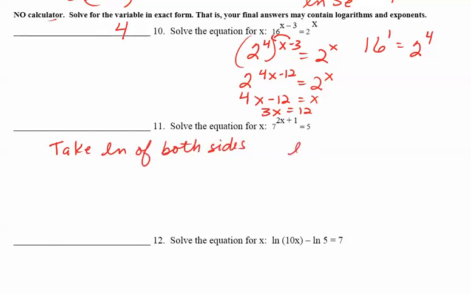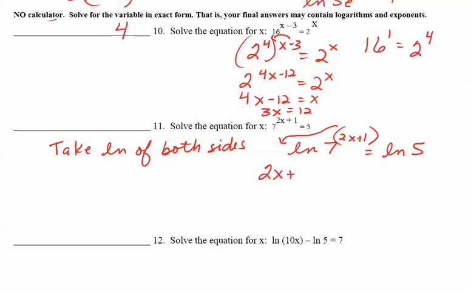So it would now look like the natural log of 7 to the 2x plus 1 is equal to the natural log of 5. And the trick of taking the logarithm of both sides is because now we have the log of a power, and the power comes down in front of the log. So the only way to get a variable out of an exponent, if it's not a perfect power, is to use logarithms. So the inverse of exponentiation is to take logs of both sides.